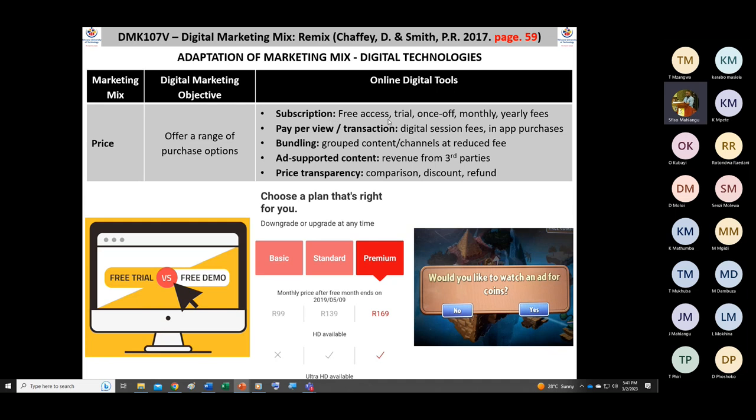A subscription can also be free access. So most of the time, what usually happens is that when you have an assessment and you are reading the case study, you will see that it says there is no price to access that website. For example, this could be things such as going to a Gumtree case study, going to OLX, going to social media and so on. It's usually free access, so it's part of the model that they are using. Maybe they will make money through ad-supported content, meaning that a person will watch videos and so on.